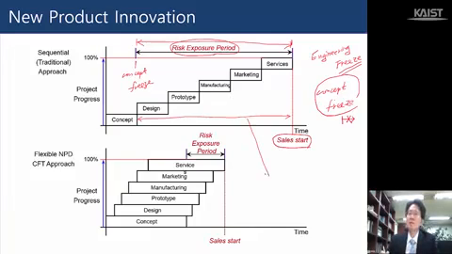What might happen? There are two things that can happen. First, customer requirements or customer needs might change, right?